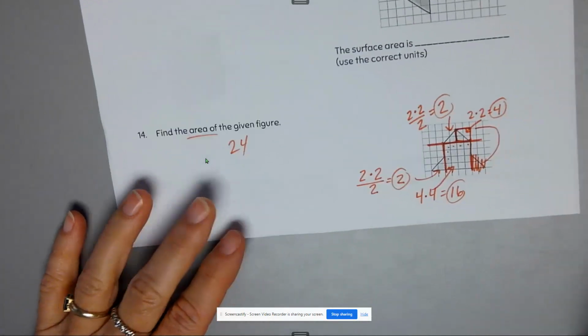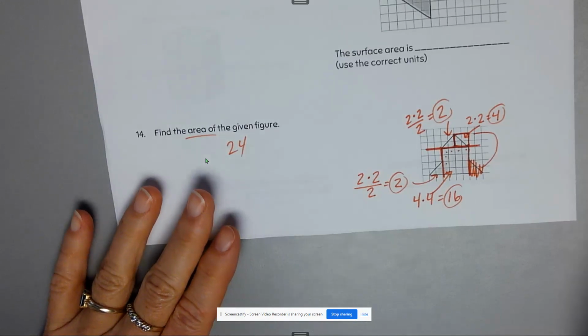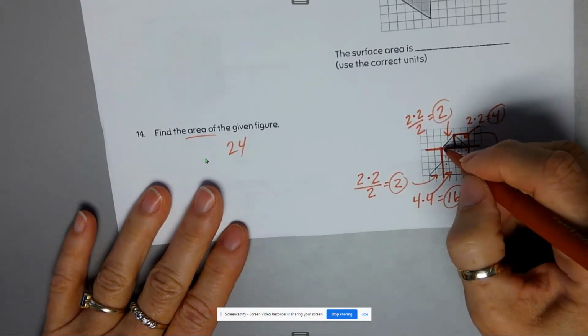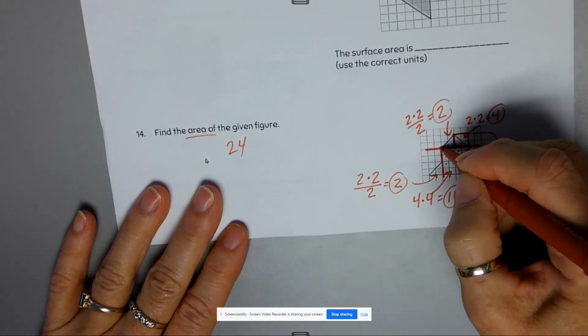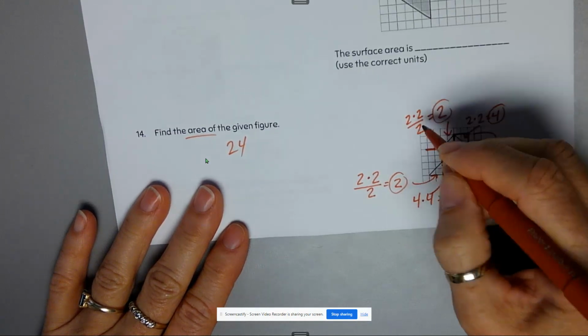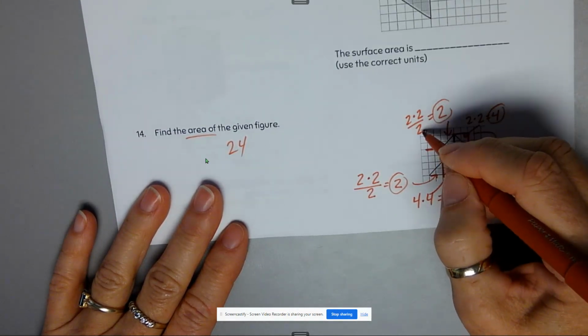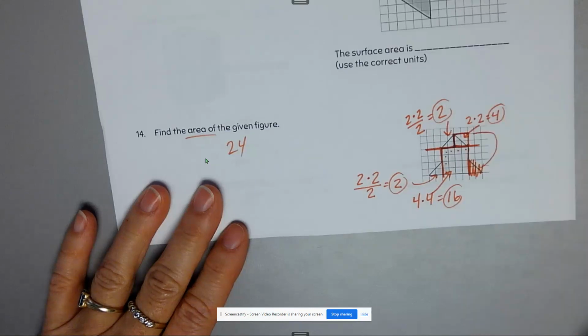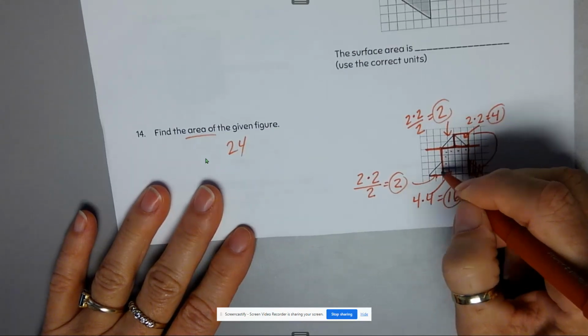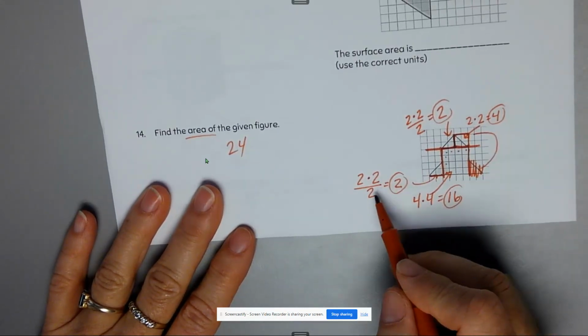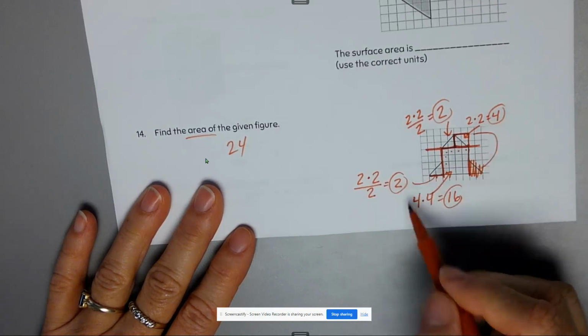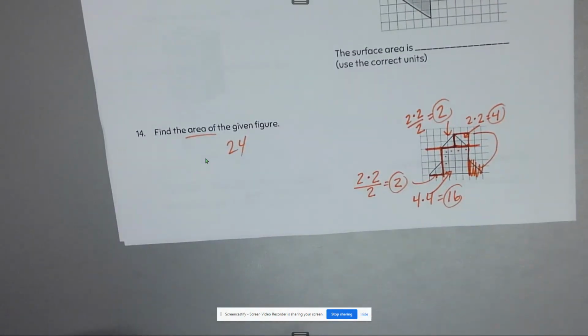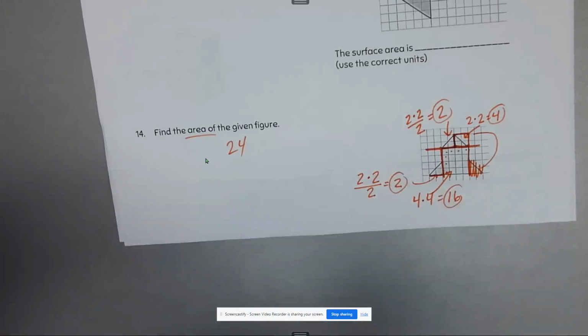And then I just decided to do the other triangle separately to show you if you did it like a triangle. So the base is 2, the height is 2. Remember, it has a perfect square corner. 2 times 2 is 4, divided by 2 is 2. This one's the same. 2 times 2 is 4, divided by 2 is 2. I add my totals together for an answer of 24.